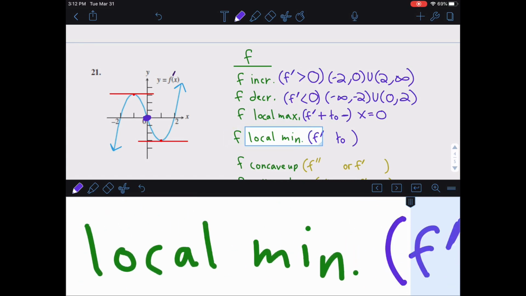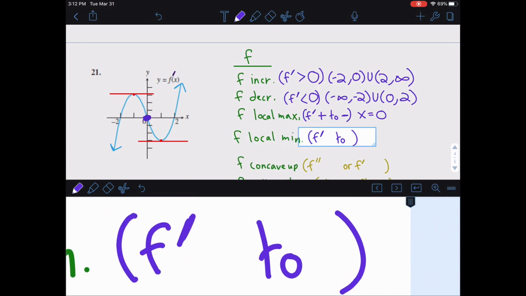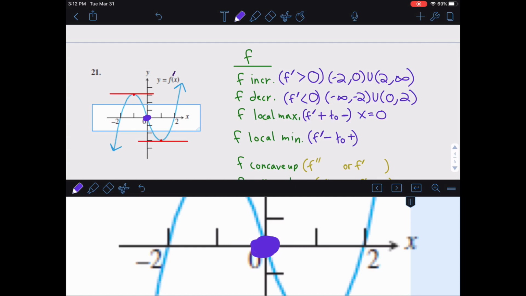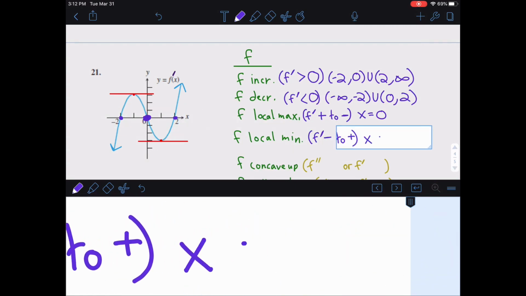How about a local min? Well, when I do the first derivative test and I'm looking at that table, that's where f prime goes from negative to positive values. And so now if I look back at my f prime graph, where does f prime go negative to positive? That's going to be at -2 and +2. That is where f will have local mins. Okay, so 2 local mins for f of x, 1 local max for f of x.